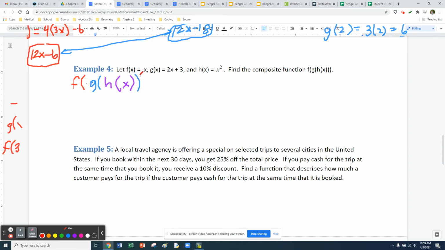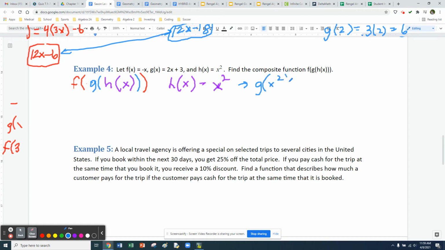So the h function is inside the g function, and then the g function is inside of the f function, which is the red. But we're still sticking to our exact same process. We are first going to start with that inside function. So we start with h of x, and all we know about h of x is it's equal to x squared. That represents the output of the h function, and that now becomes the input into my g function. So we're just going in order, taking each output of the previous function and inputting it into the next function.